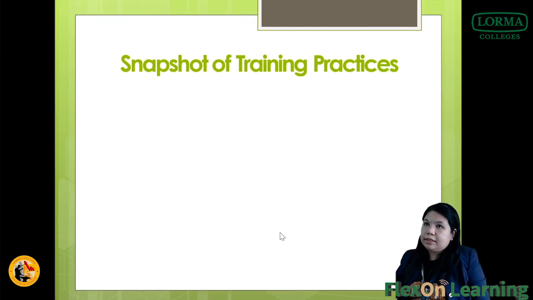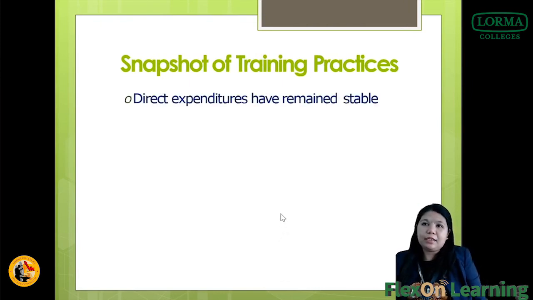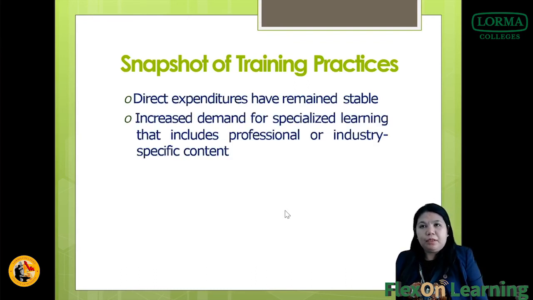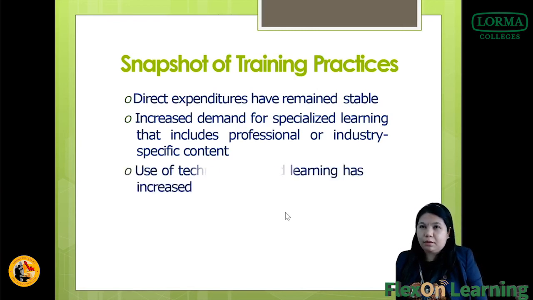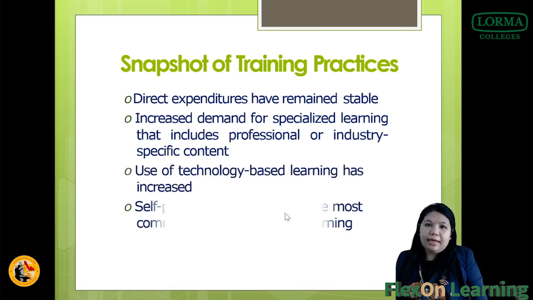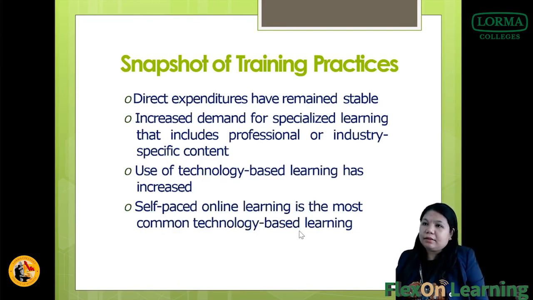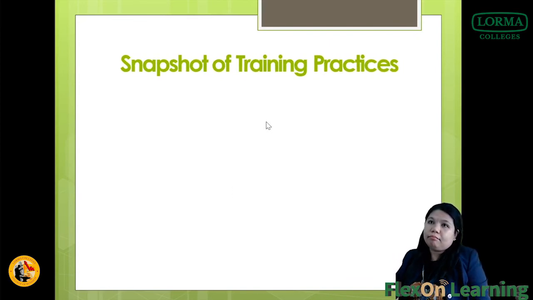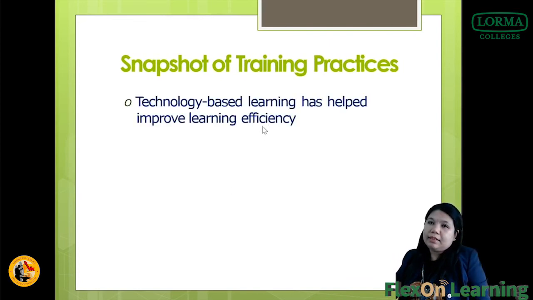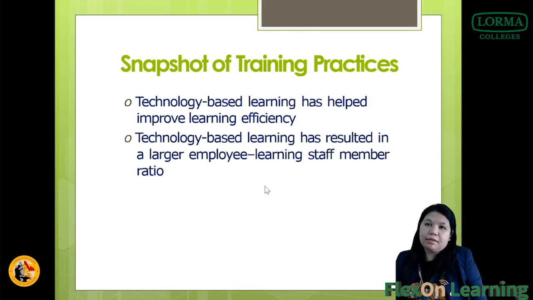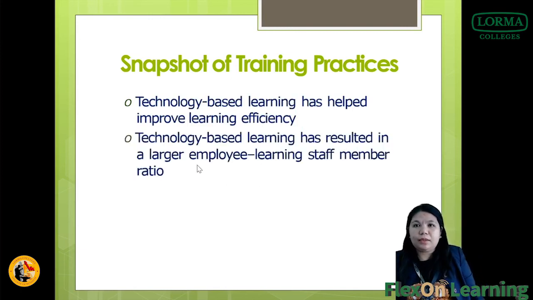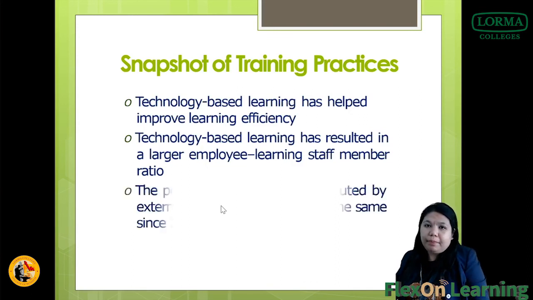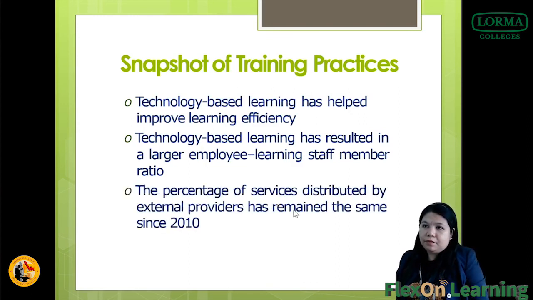Now, what is the snapshot of training practices? Direct expenditures have remained stable. There is increased demand for specialized learning that includes professional or industry-specific content. Use of technology-based learning has increased. Self-paced online learning is the most common technology-based learning. Technology-based learning has helped improve learning efficiency. It has resulted in a larger employee to learning staff member ratio, and the percentage of services distributed by external providers has remained the same since 2010.